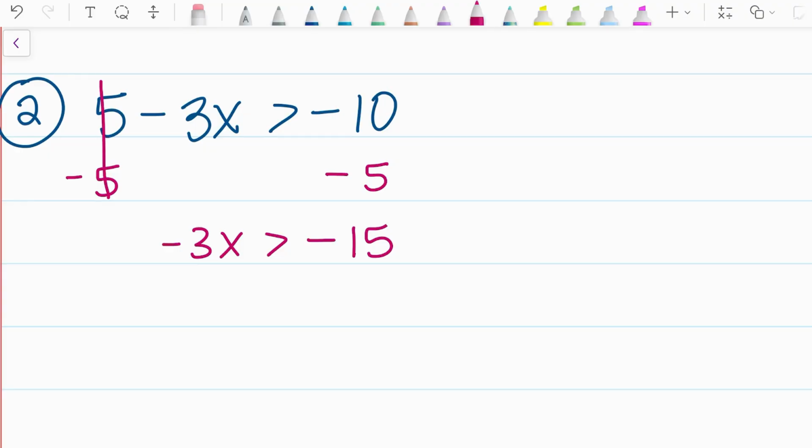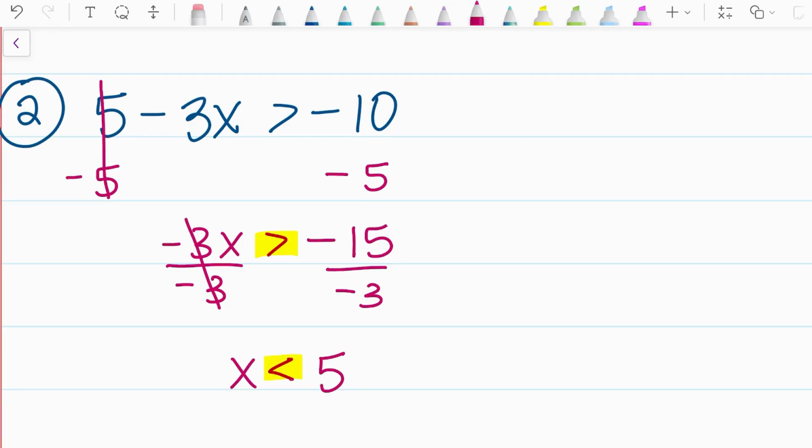When we divide by a negative in inequalities, we have to flip the symbol because it makes it opposite. And so this is going to become x is less than. So I went from greater than to less than. You flip the symbol around when dividing by a negative. And negative 15 divided by negative 3 is positive 5.